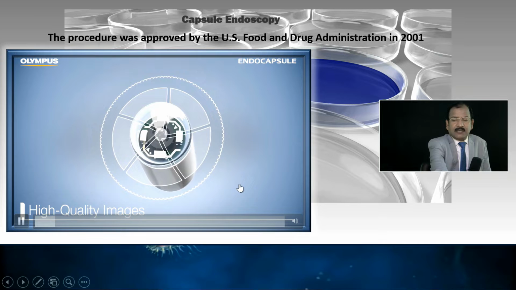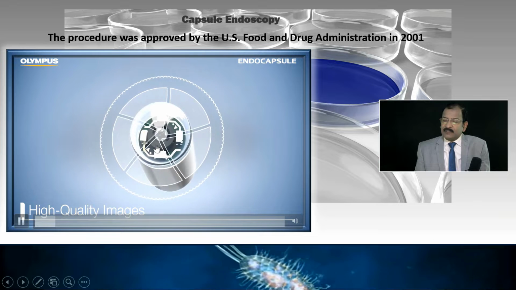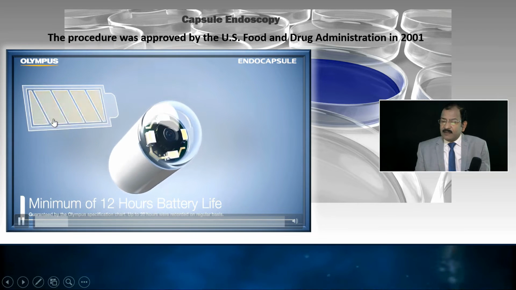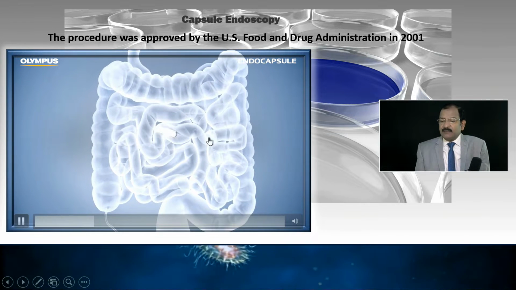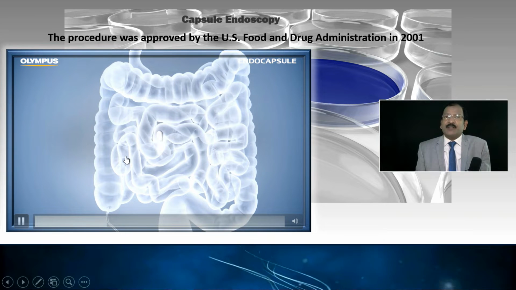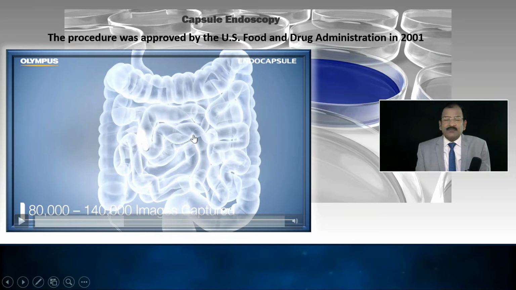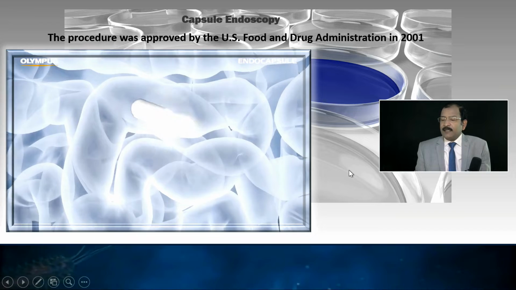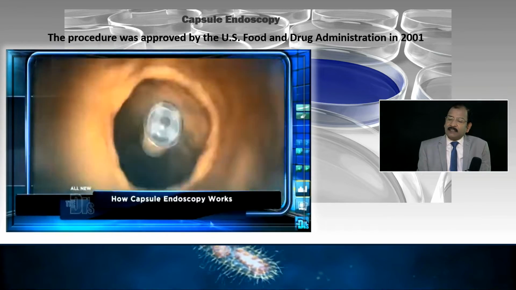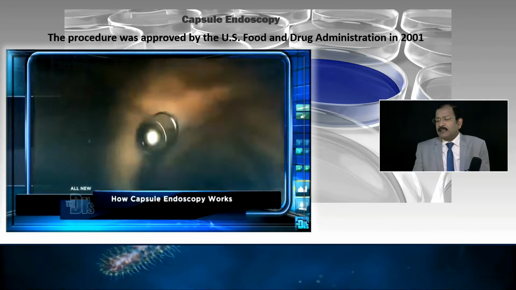This is the capsule, from Olympus. This capsule has one lens here, and this lens has a good shutter speed. Battery life is 12 hours, and the patient has to swallow it, and after that it will take thousands of pictures, store the data and transmit. 80,000 to 140,000 pictures are taken during the travel through the GIT, and they are high quality pictures. It has a complete descent, and it will take pictures from all around, a complete 360 degrees, and then it will come out.